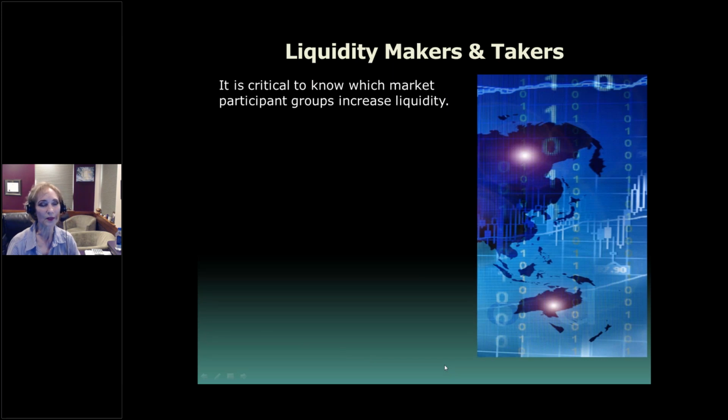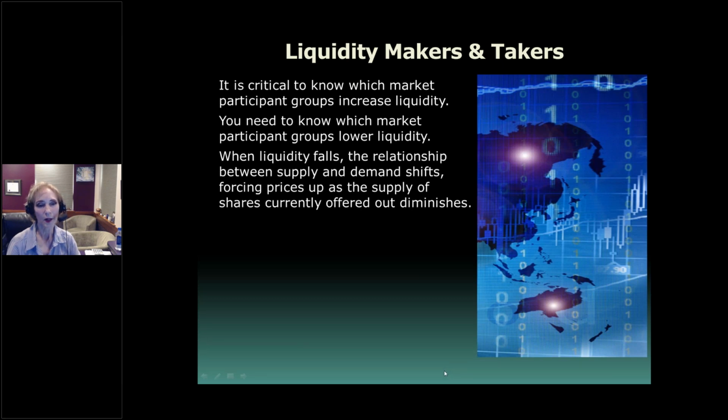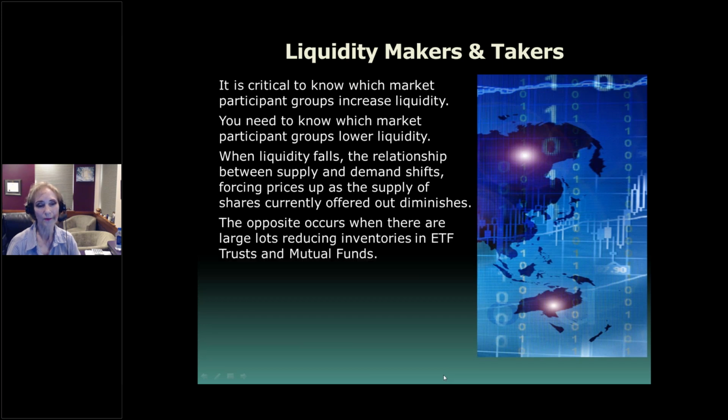Liquidity makers and takers. It is critical to know which market participant groups increase liquidity. You need to know which market participant groups lower liquidity. When liquidity falls, the relationship between supply and demand shifts, forcing prices up as the supply of shares currently offered out diminishes. The opposite occurs when there are large lots reducing inventories in ETF trusts and mutual funds. When huge quantities of stock are being offered for sale, this forces price down.